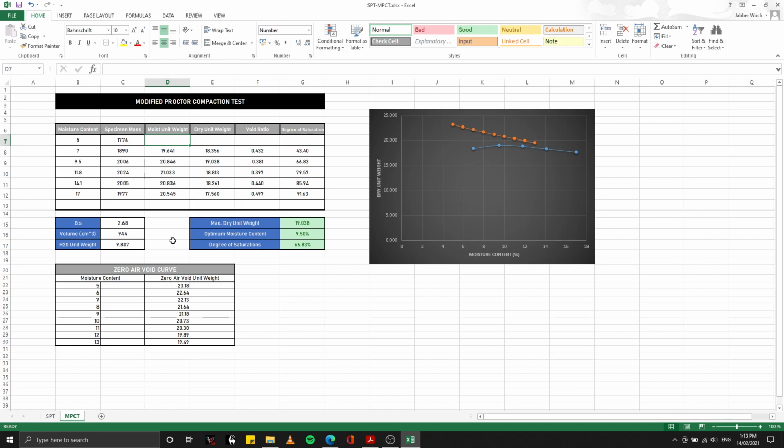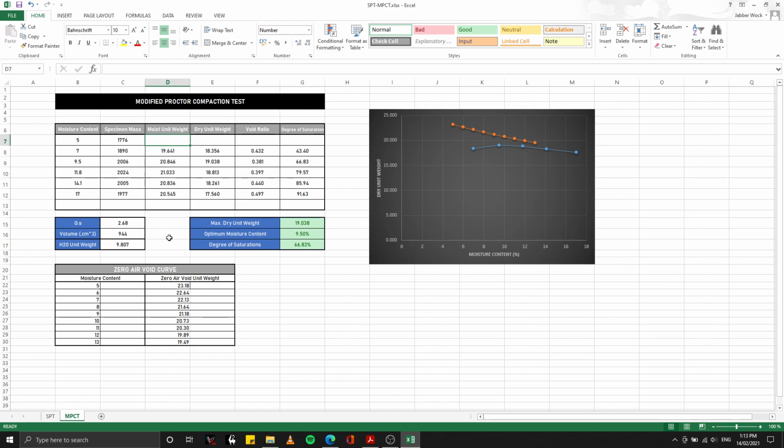This time we are going to discuss the modified Proctor compaction test and how to use it on the MS Excel program. First off, what is the modified Proctor compaction test and its purpose? The modified Proctor compaction test is used to determine the compaction of different types of soil and the properties of soil with a change in moisture content. It's also used to describe the relationship between the dry density and the moisture content.